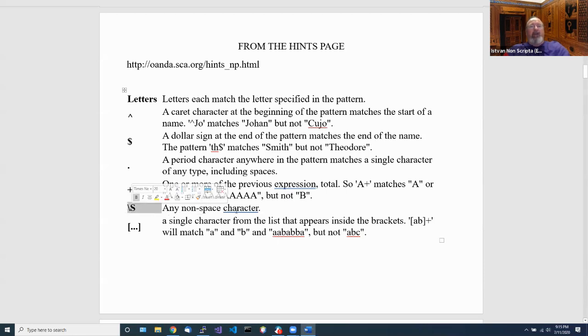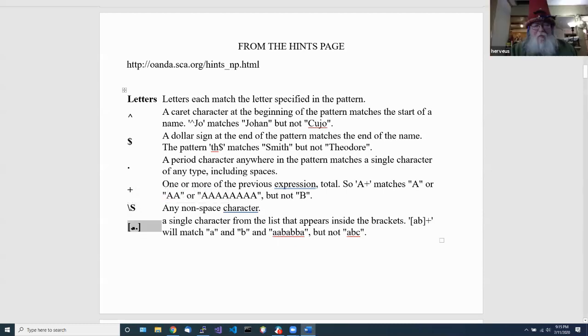Backslash S is any non-space character. So if you're in the middle of a word or in the middle of a name element, you want to use this for anything that you don't want to specify but know has to be there. That's a backslash, not a slash. Very important, it must be a backslash. Thank you, Hervé.